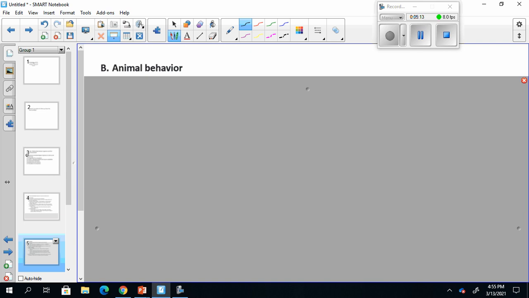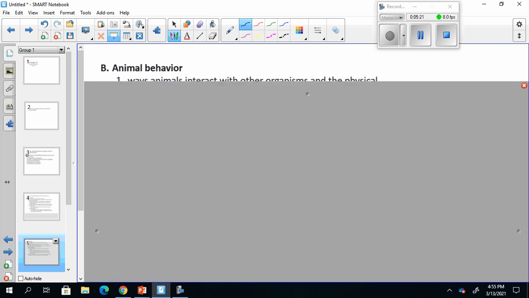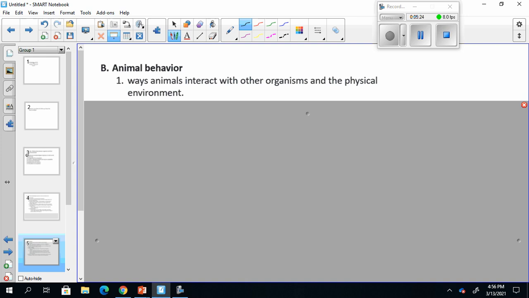All right, then we move on to animal behavior. To truly understand these changes and how animals do them, you have to understand a little bit about animal behavior. Animal behavior just means the ways that animals interact with each other, both organisms of the same population and different populations, and the ways that they interact with the physical environment.